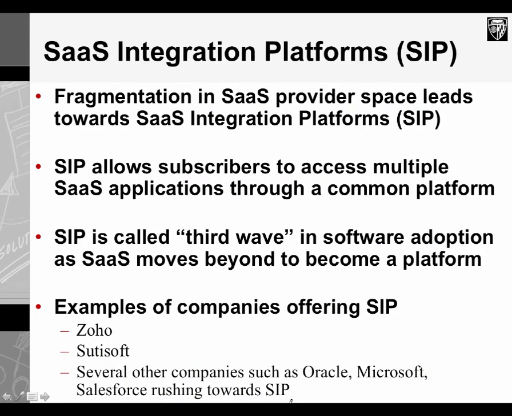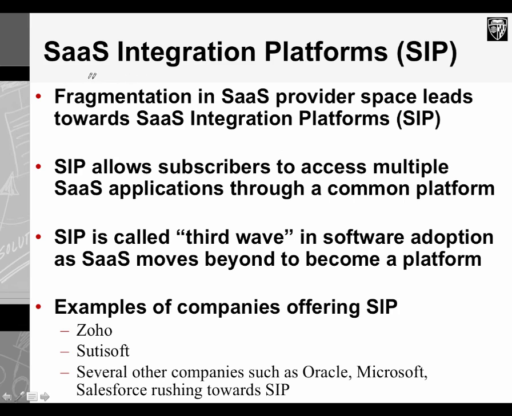SaaS integration platforms. When it comes to SaaS, there are different organizations, different SaaS providers that are offering these different services. And so there is clearly fragmentation in the marketplace. You're getting your HR software from one company, you're getting your CRM software from another company, you're getting your online docs from another company, you're getting email from another company. Now all these things need to be integrated. So there is fragmentation which needs to be integrated.